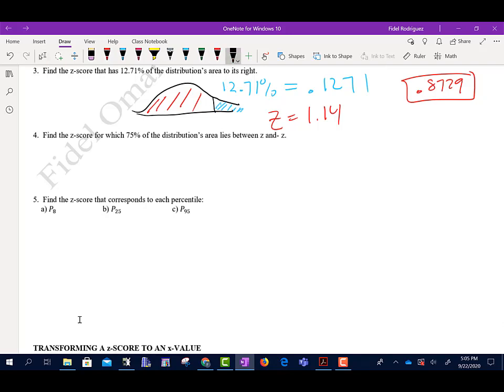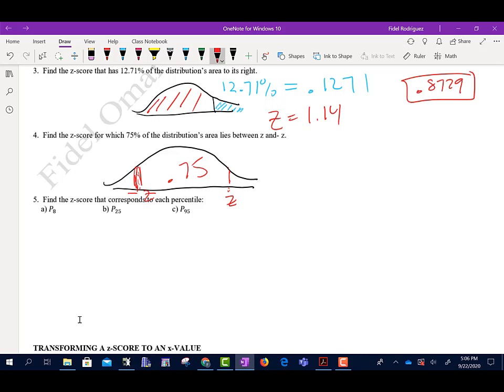Let's take a look at problem number 4. Problem number 4 says we're going to find a z-score for which 75% of the distribution area lies between z and negative z. Okay, so let's think about what that means. We're going to have two values. One's going to be negative z, one's going to be positive z, and the area in the middle is going to be 0.75. Okay, we're looking for these values here.